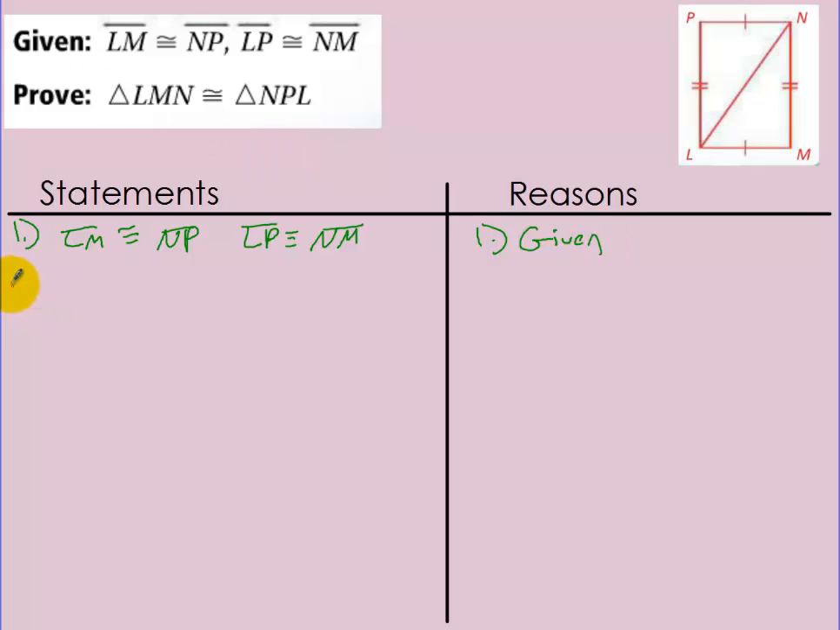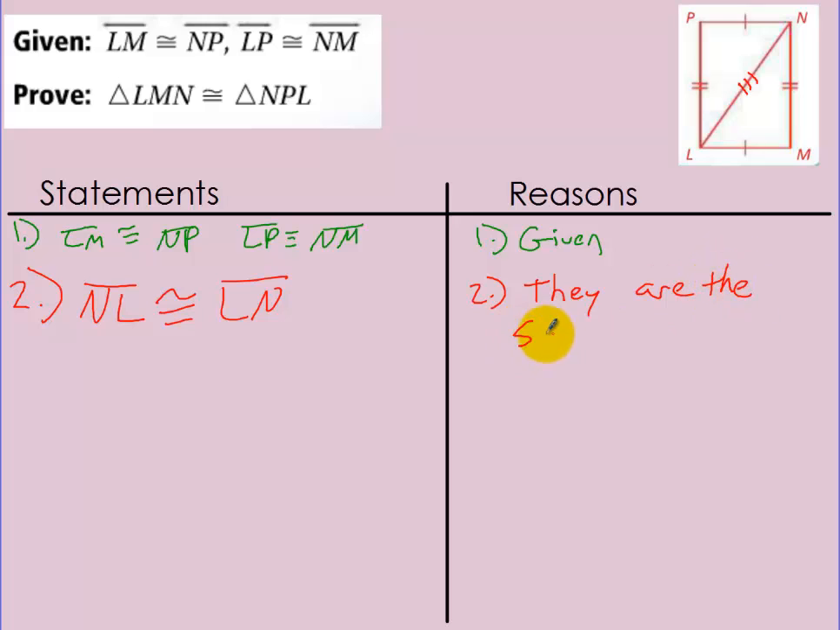Now step number two. Well, what else do we know? These two triangles actually share a side right here. We can call this side 3. So we can create a new side and say side NL is congruent to side LN. Why? Because they are the same side. Or the triangles share sides.